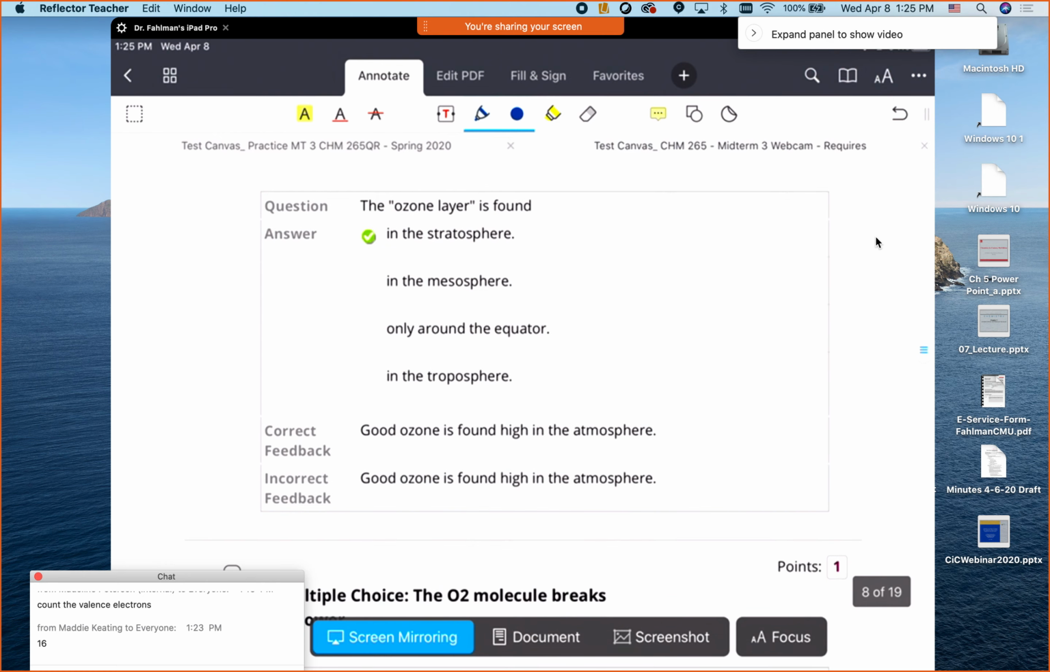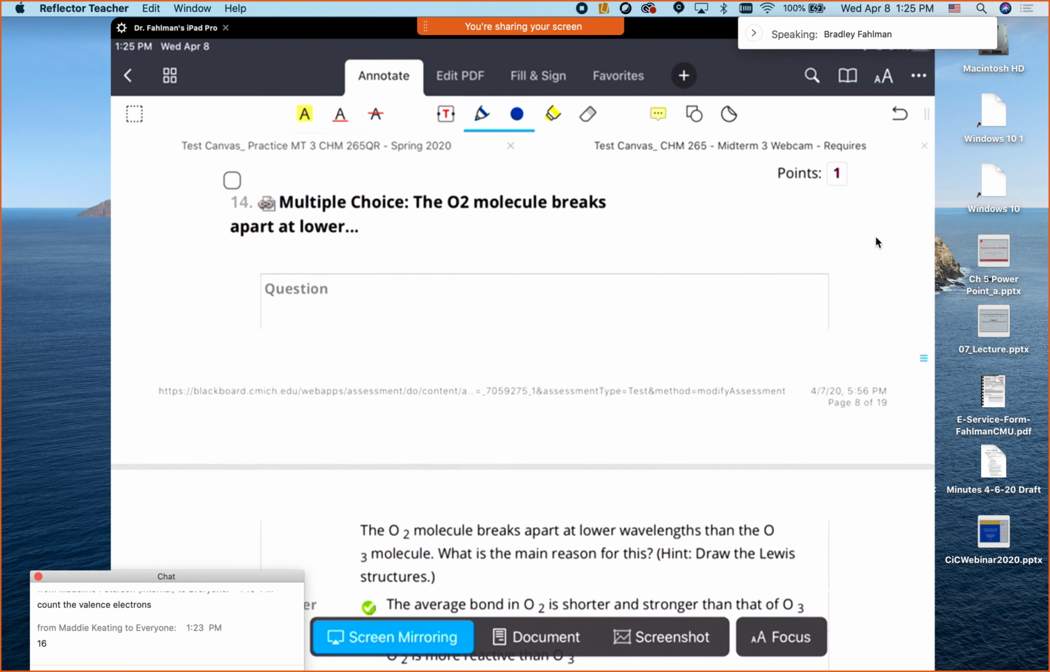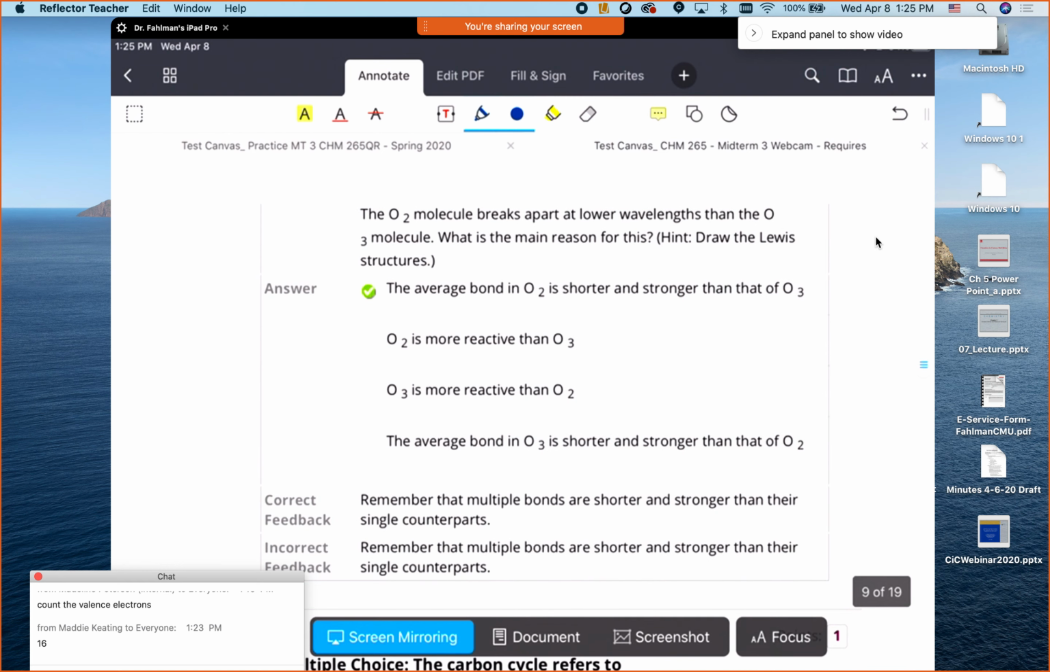Okay. The ozone layer, so just a definition. So it's located in the stratosphere. Okay. You can have ground level ozone, but that's not the ozone layer. Okay. This one, the oxygen molecule. Okay, so a hint here was draw the Lewis structures. So that's ozone, and it breaks apart at lower wavelengths than ozone.